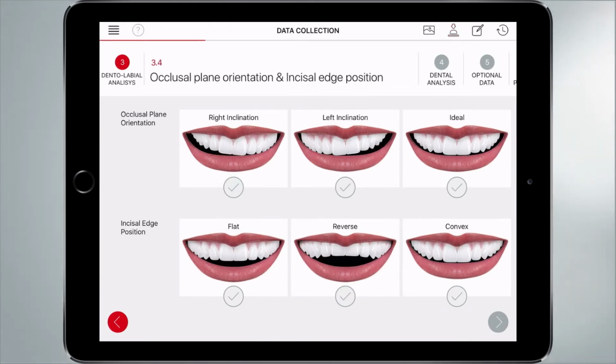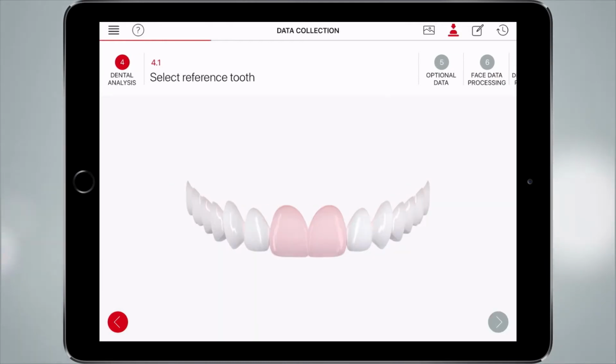We're now talking about the occlusal plane orientation and the incisal edge position, looking at the patient from the front. What we could see here is a kind of ideal situation in terms of occlusal plane orientation, even though it's slightly inclined, but more or less quite ideal. And we have a situation between flat and convex. We can see convex, but actually almost flat. So from 3.4, we now are in the 4.1 step.